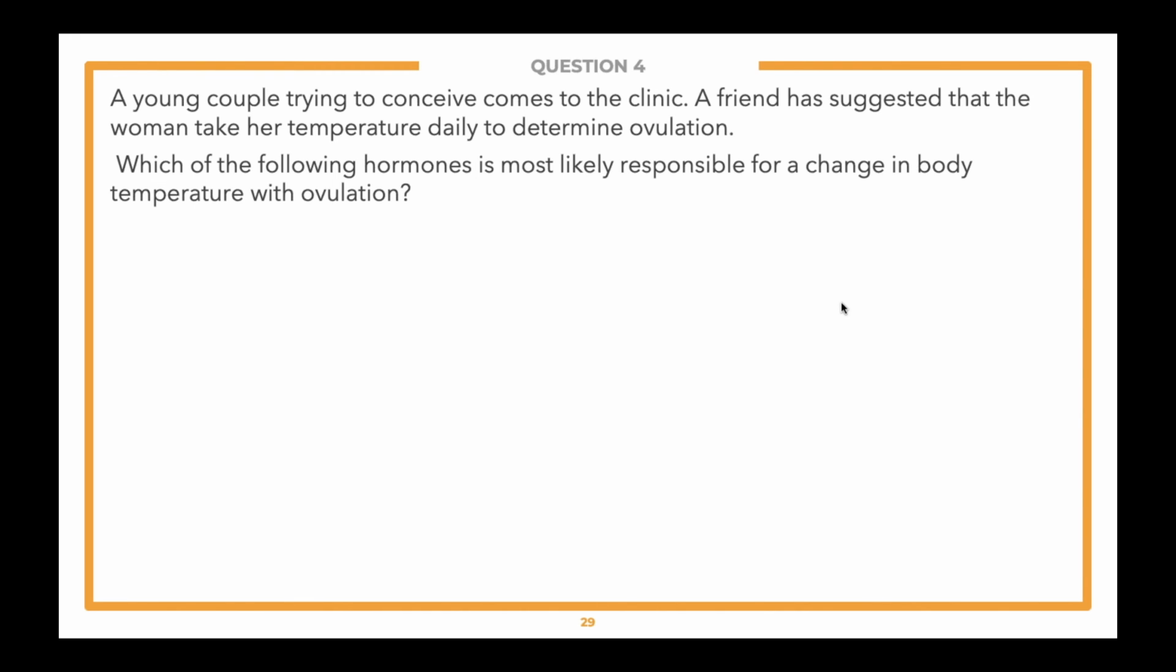A young couple trying to conceive comes to the clinic. A friend has suggested that the woman take her temperature daily to determine ovulation. Which of the following hormones is most likely responsible for a change in body temperature with ovulation? Boris.